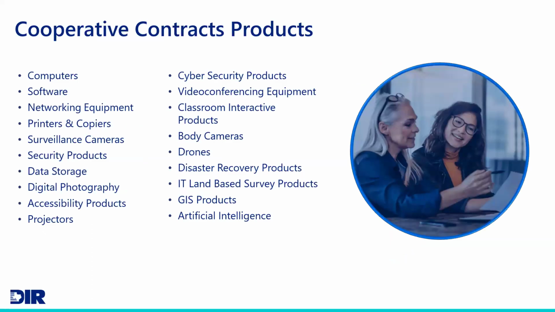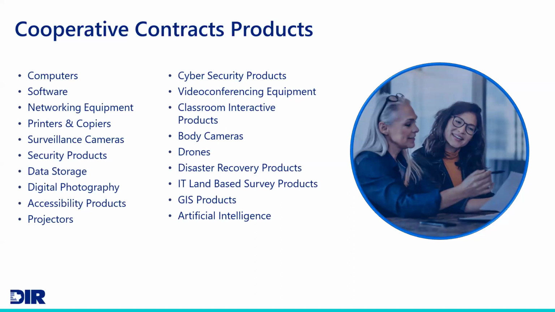So what types of commodity items or products can you buy through our cooperative contracts? Well, all kinds of computers, desktops, laptops, tablets, the Microsoft Surface Pro series from Dell, Lenovo, HP, all kinds of different brands. There's hundreds of different brands of software available doing any number of different functions. Other things include things like printers and copiers, surveillance cameras, body cameras, drones, and other security related products, typically used maybe by law enforcement personnel.